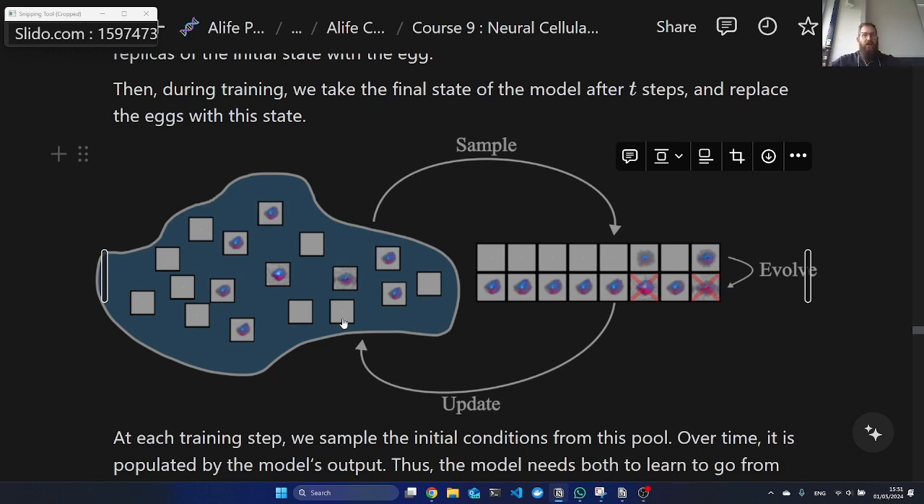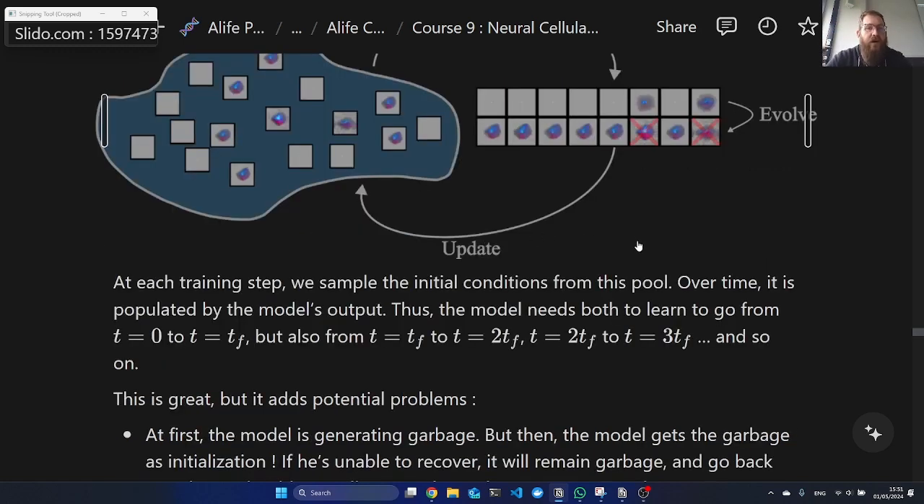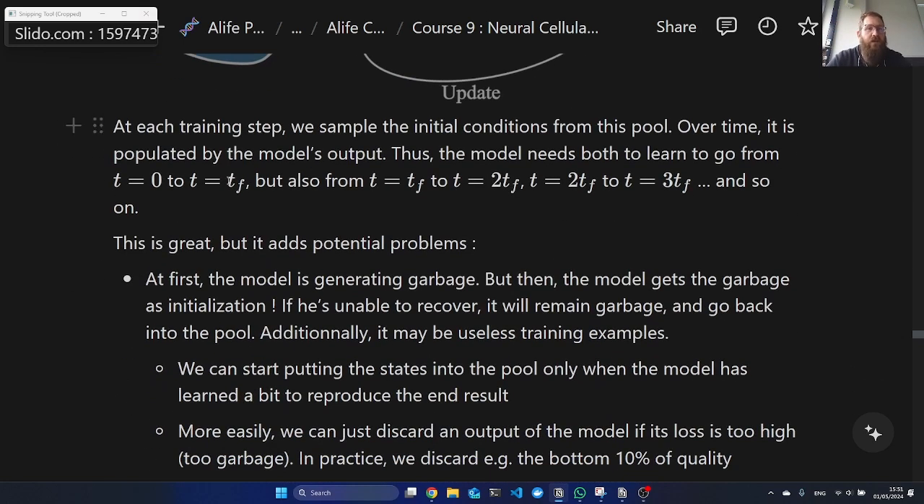And so this solves the problem of having to simulate for like 1,000 time steps at the same time, right? So the model needs to learn to go from 0 to TF, but also from TF to 2TF, 2TF to 3TF, and so on and so forth.